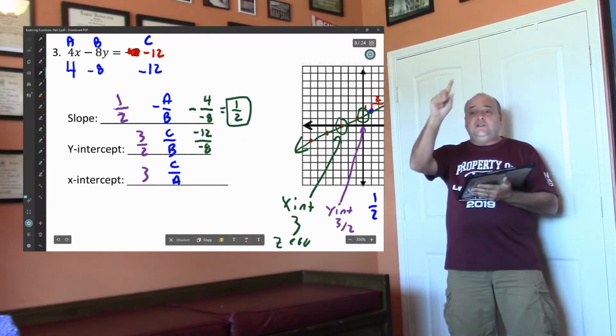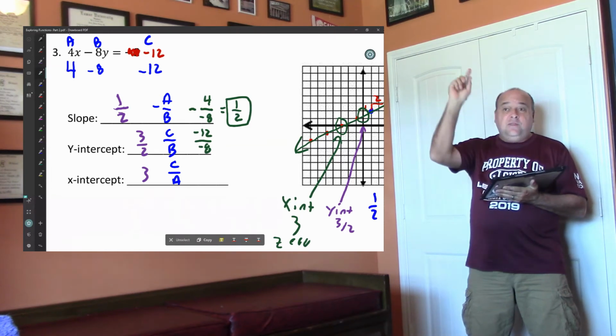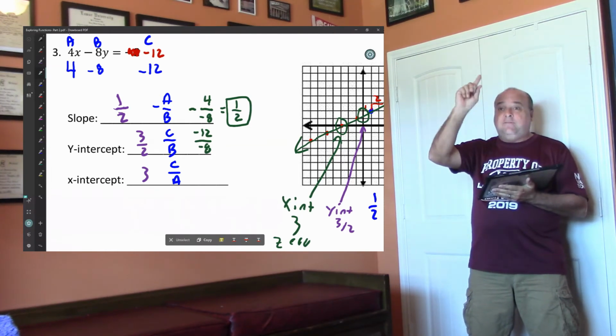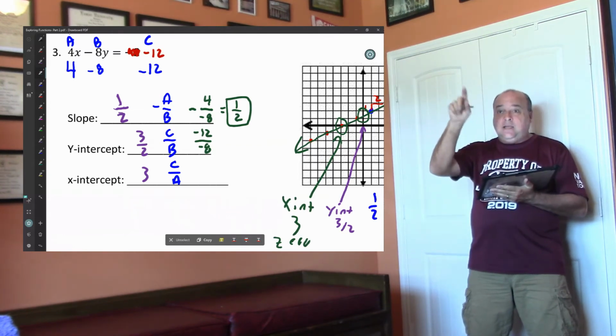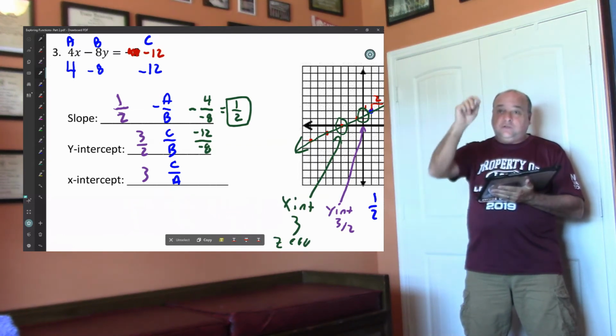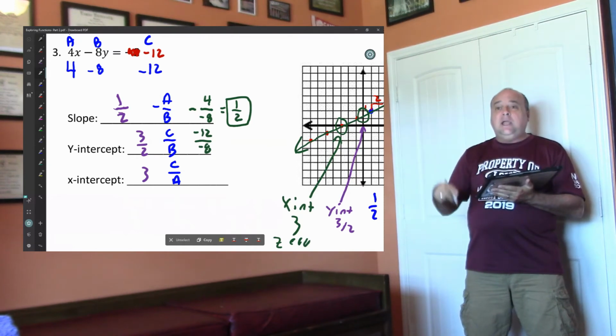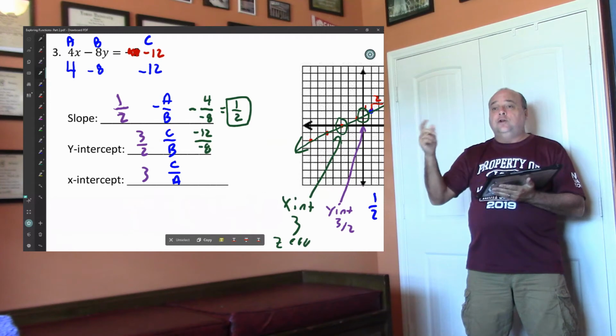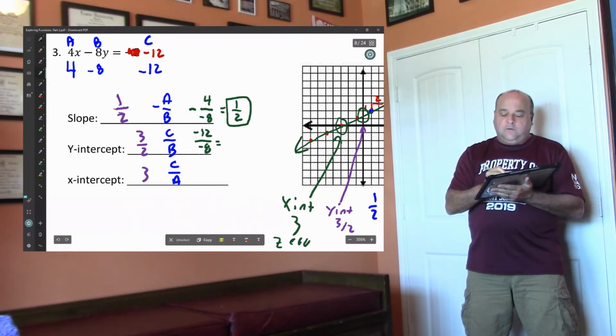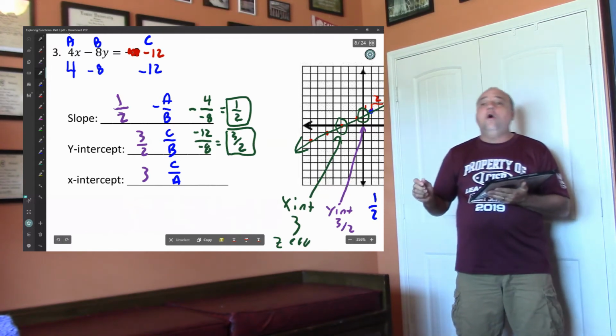Notice in this equation, the A and B are 4 and negative 8. The x-intercept and y-intercept are not 4 and negative 8, are they? The x-intercept and y-intercept are not A and B. The A and the B give you the slope. If you put C over B, the two negatives make a positive. If you punch 12 divided by 8 on your calculator, you will get 3 over 2, which is the same fraction, isn't it?